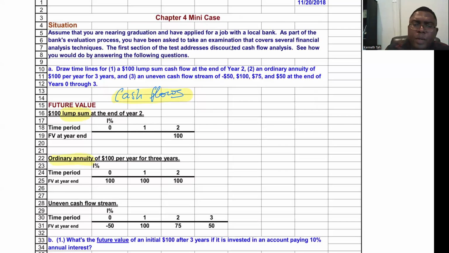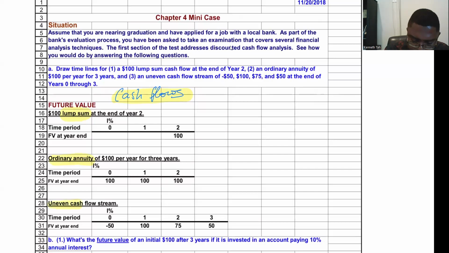We also have what we call annuity due. It's similar to ordinary annuity, but the cash flow comes at the beginning of the period. So for annuity due, the cash flow will come at the beginning of year one, at the beginning of year two, and at the beginning of year three, right?